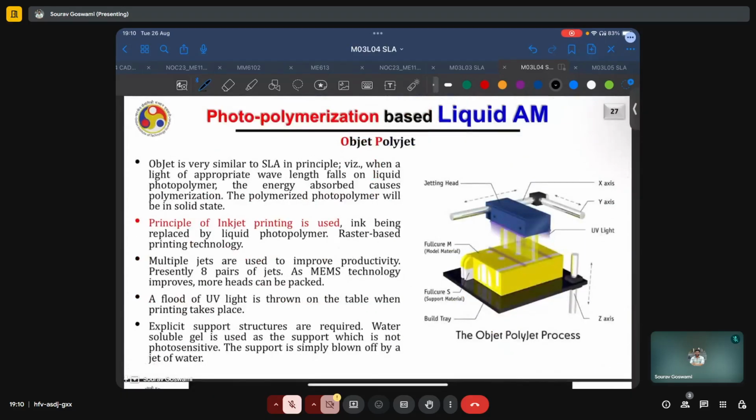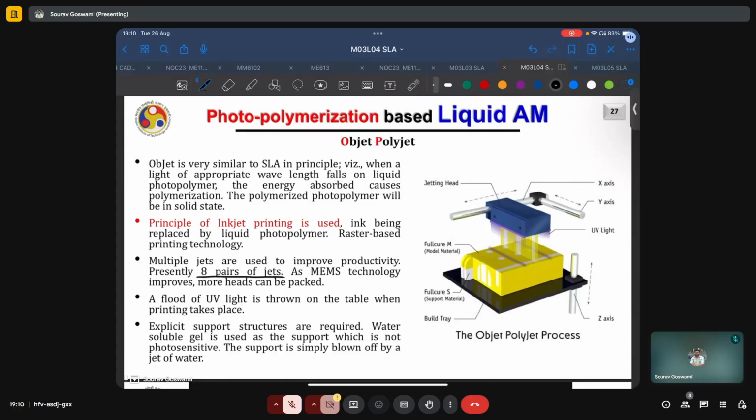The object polyjet is very similar to SLA in principle, where when a light of appropriate wavelength falls on liquid photopolymer, the energy absorbed by it causes polymerization. The polymerized photopolymer will be in the solid state. Here, the principle of inkjet printing is used, and ink is replaced by liquid photopolymer. Raster-based printing technology is incorporated here. Multiple jets are used to improve productivity.